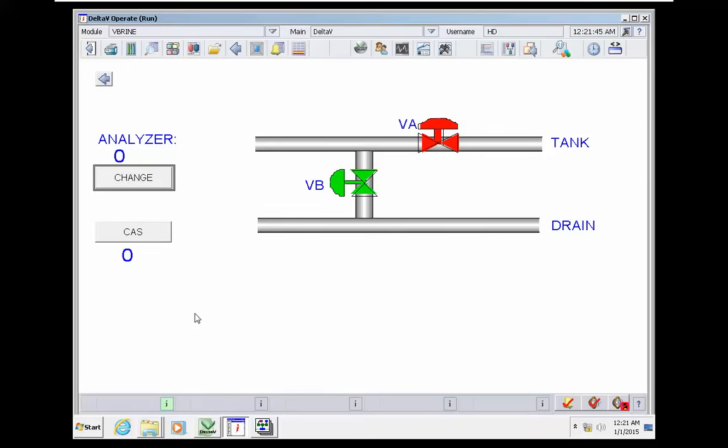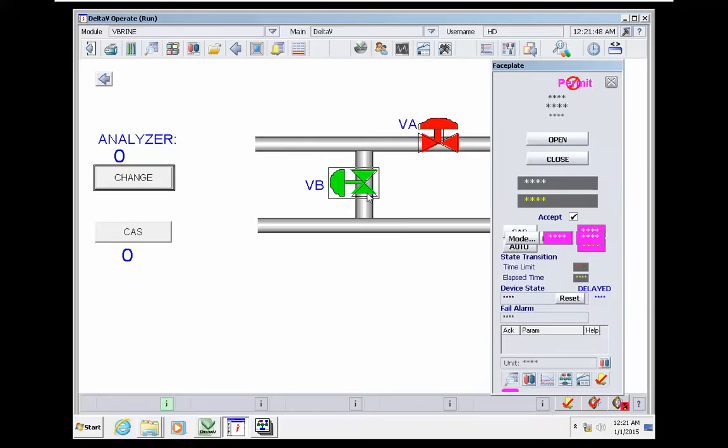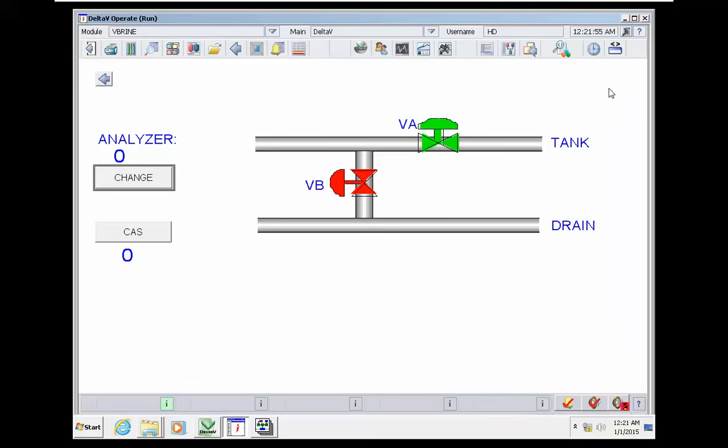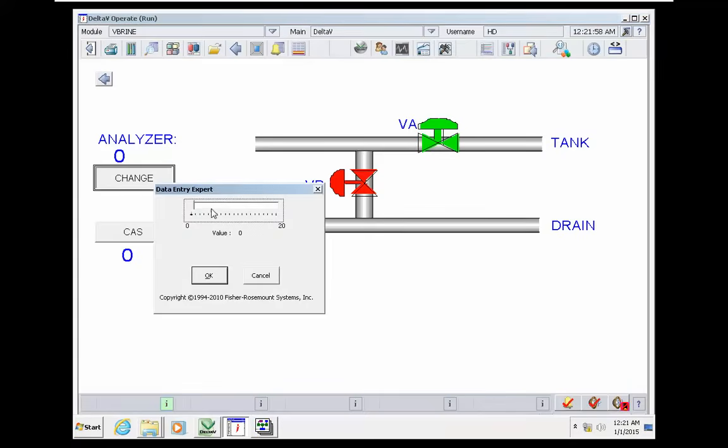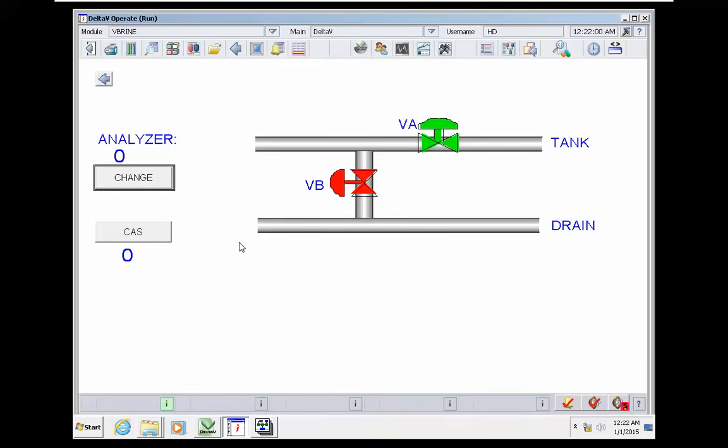So when we are in cascade, the control is somehow in the hand of the operation team. But when the analyzer limit is getting in the danger zone, the program should close the VA automatically, and VB should be on. That's the normal operation that we should develop the program to reach this control strategy.